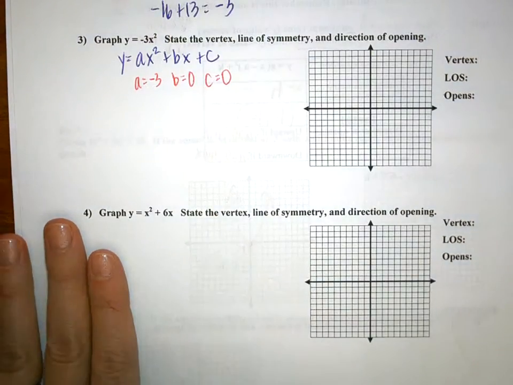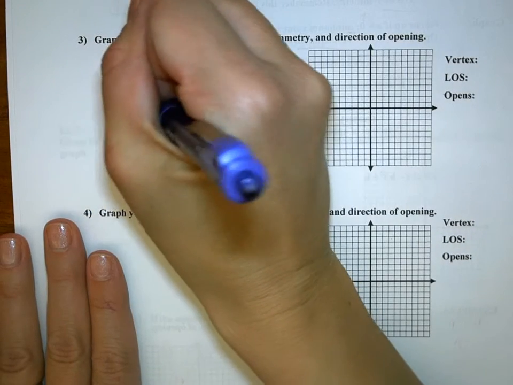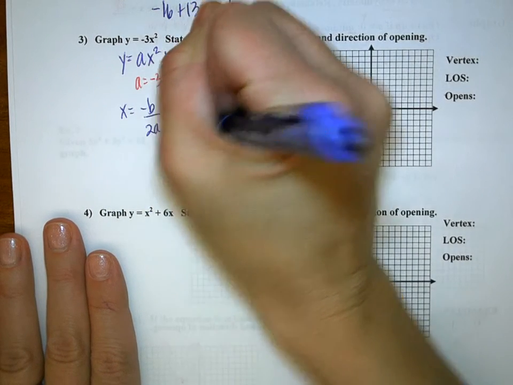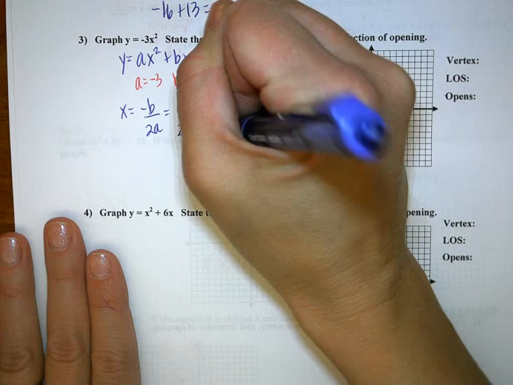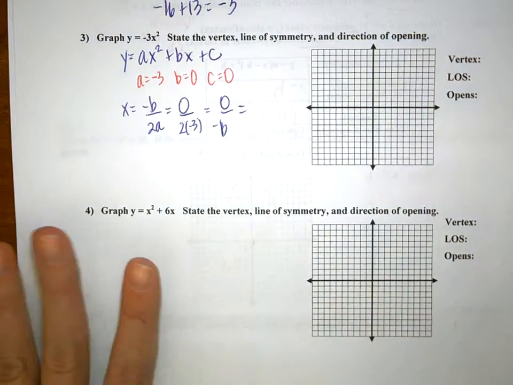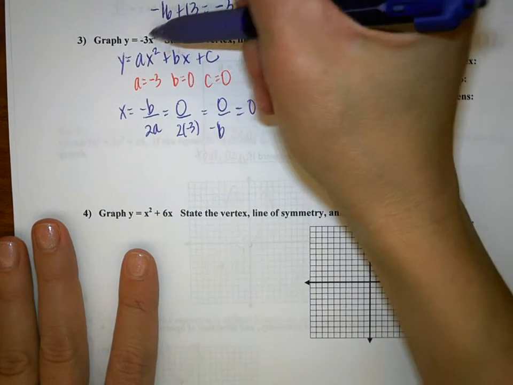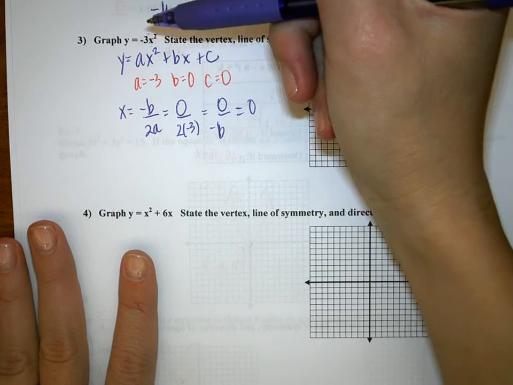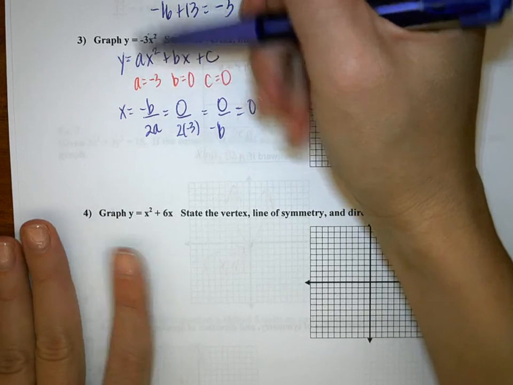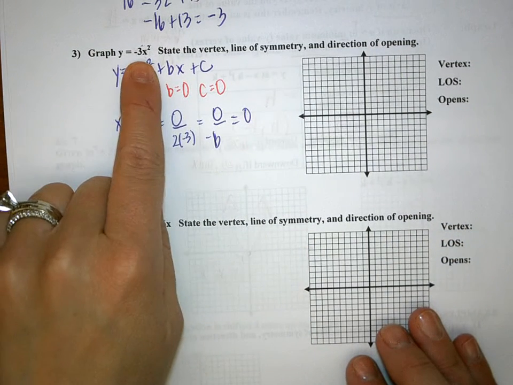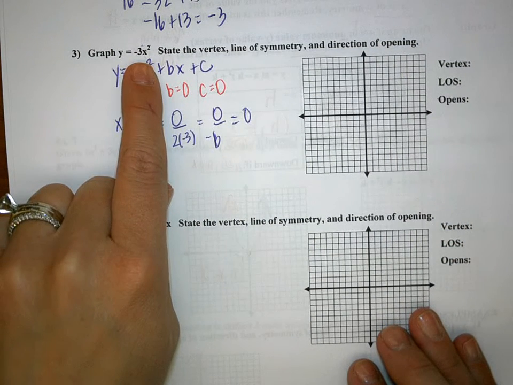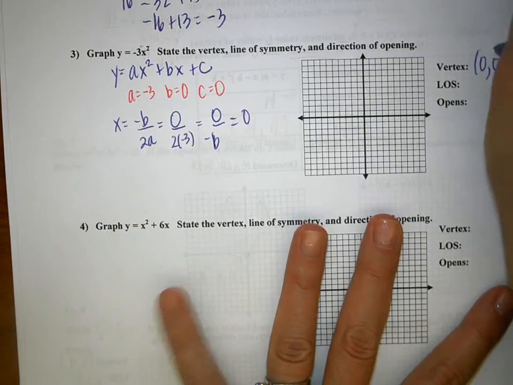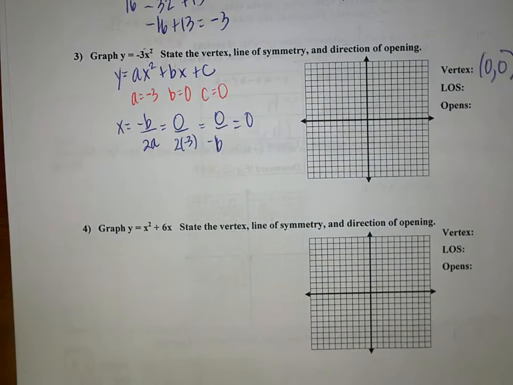If you wanted to find the x value of the vertex, x equals negative b over 2a, we would have 0 over 2 times negative 3, and 0 over negative 6 is what? 0. And then if we plug 0 in for x, 0 squared is 0, negative 3 times 0 is 0, so y is also 0. So anytime you just have an x squared, your vertex is what? 0, 0. Does that make sense?